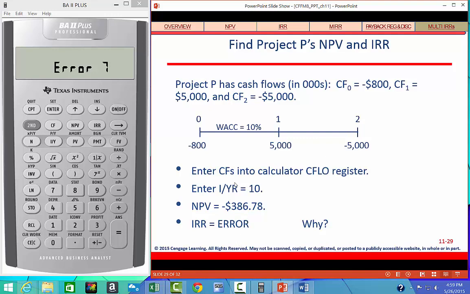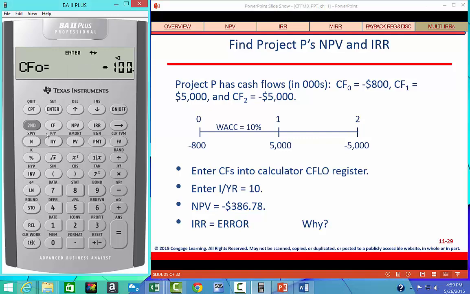So when you go to calculate the NPV, let me just go to the cash flow and set it clear. Cash flow 0 is negative 800, and enter. Cash flow 1 is 5,000, enter. Cash flow 2 is negative 5,000, and enter. So NPV, it says the weighted average cost of capital is 10, so hit 10 and enter. Go down and hit compute.